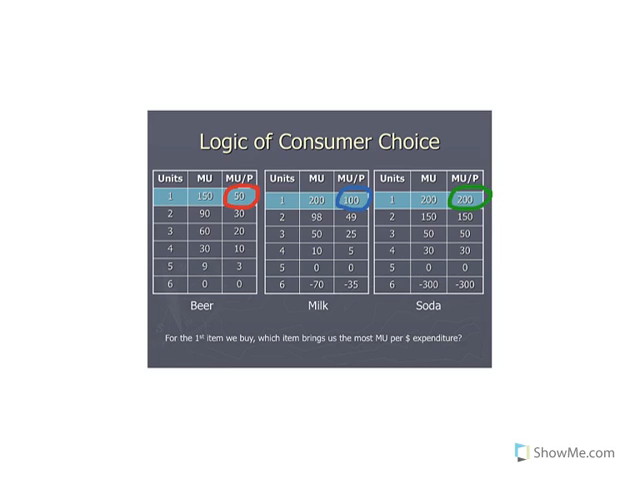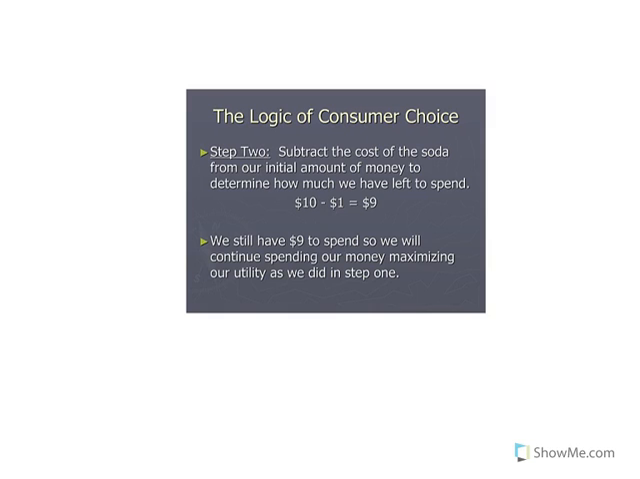So it's clear to see that our first purchase is going to be the soda. In other words, the soda is what is giving us the most satisfaction when you take into account the price of the good. Okay, so we assume that we are going to make that first purchase, which is a soda. The soda was only $1. Therefore, we still have $9 left to spend throughout the day.